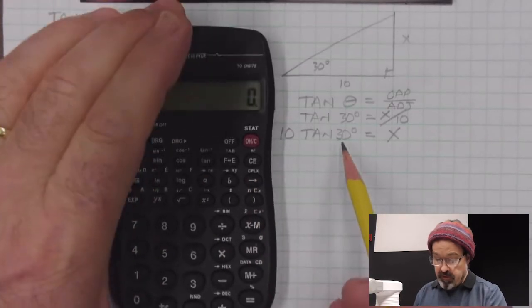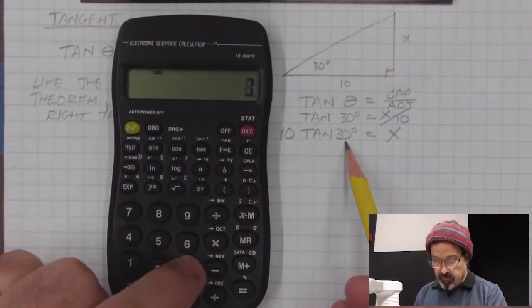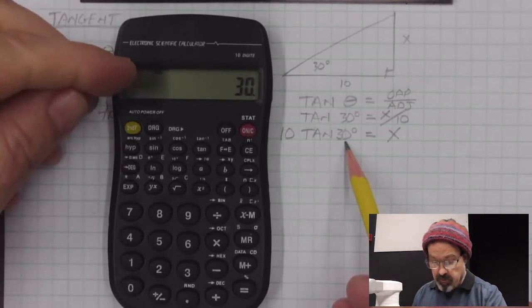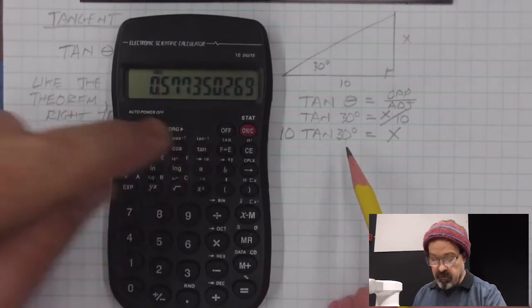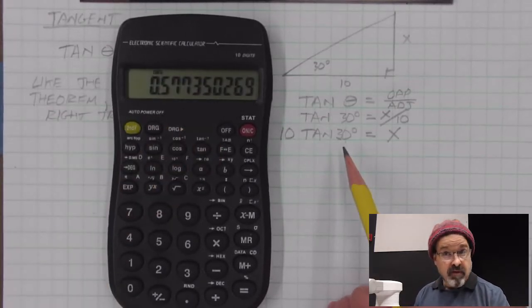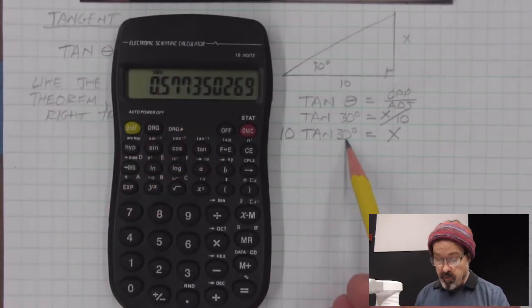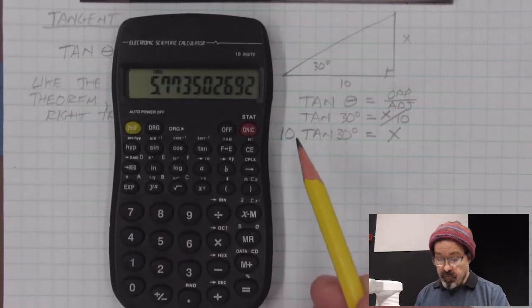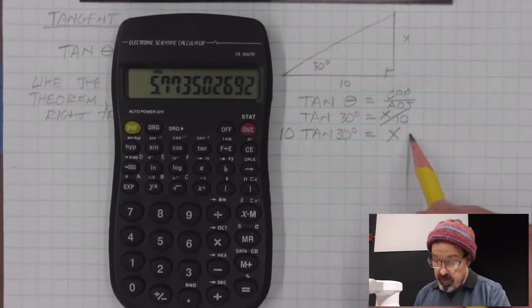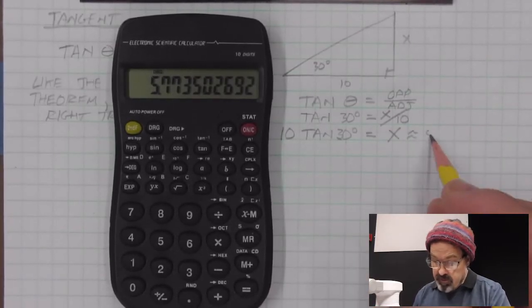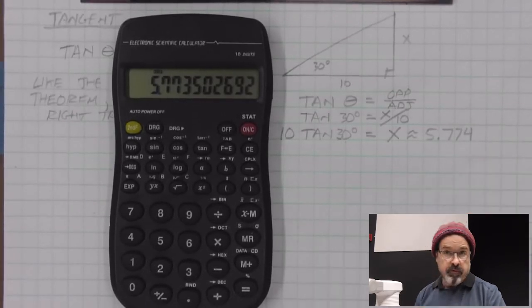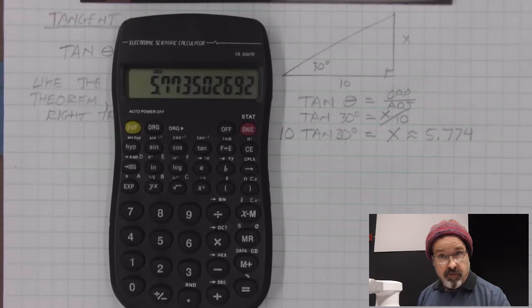So to use this calculator, I need to enter the angle first, 30 degrees. My calculator, I'm checking, is in degree mode. And I take the tangent of it. And it gives me the approximation of the tangent of 30 degrees. I'm also going to multiply by 10. So 10 times the tangent of 30 degrees is approximately 5.774 if I round to the nearest thousandth or third decimal place, which is the best habit to be in.